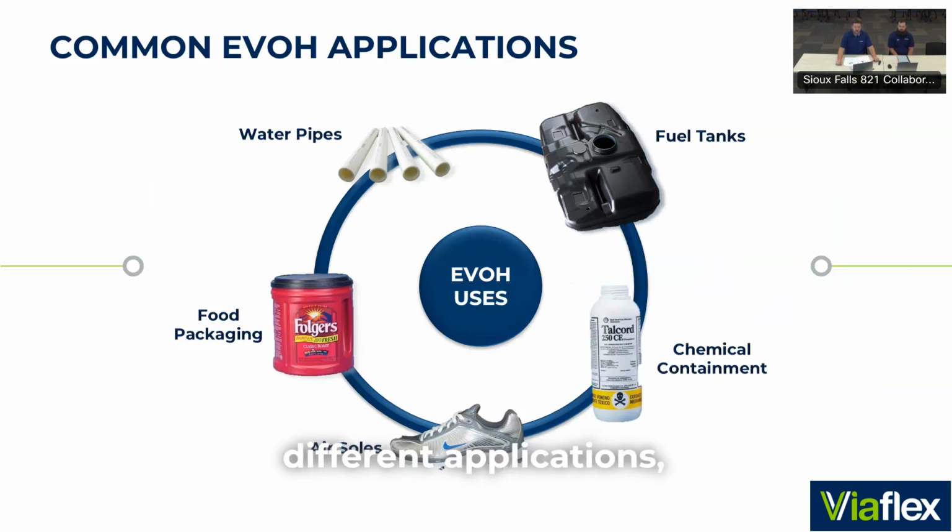There's a lot of different applications, some that you use on an everyday basis. EVOH is commonly used in food packaging, not only to keep meats and things fresh longer, but also for keeping in the smell on your Folgers coffee. Other applications that you use on a daily basis are your fuel tanks in your vehicle, and other chemical containers that are commonly found underneath your sink to contain smells, so they're more palatable.